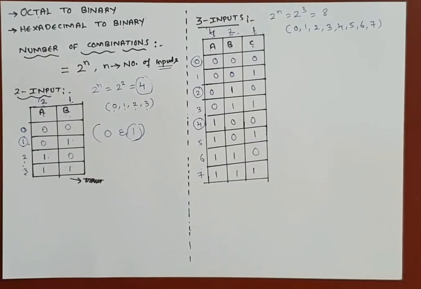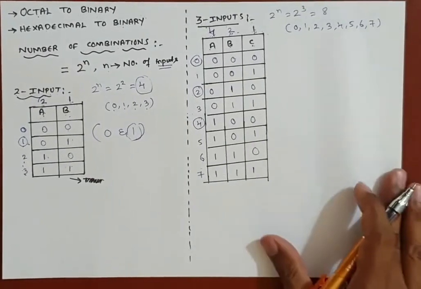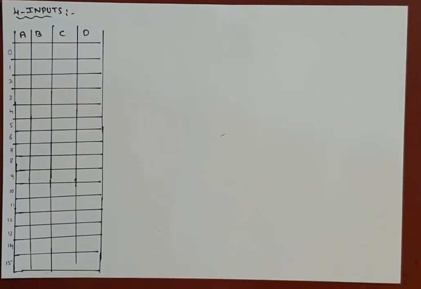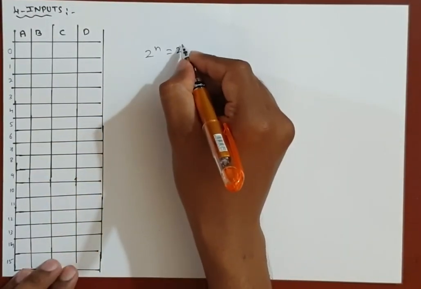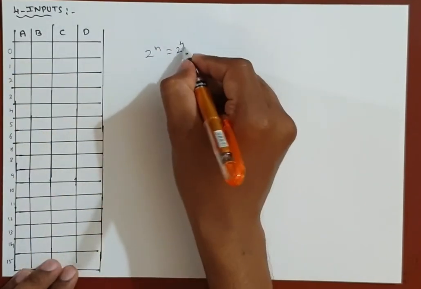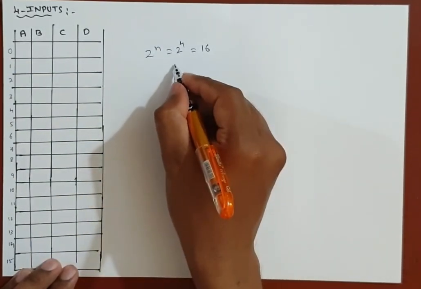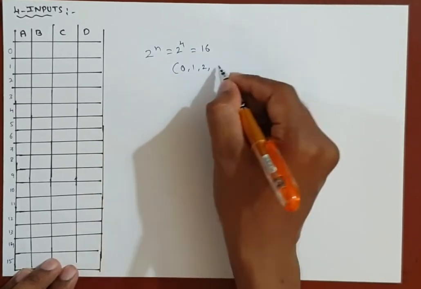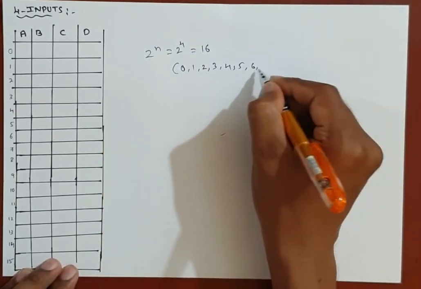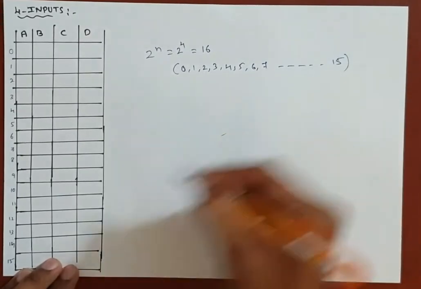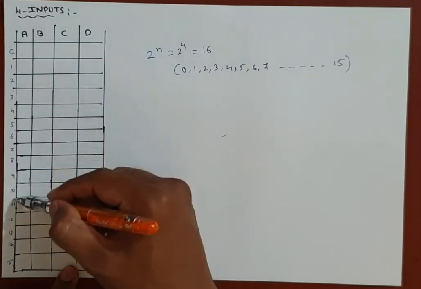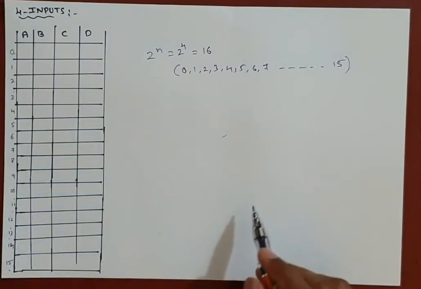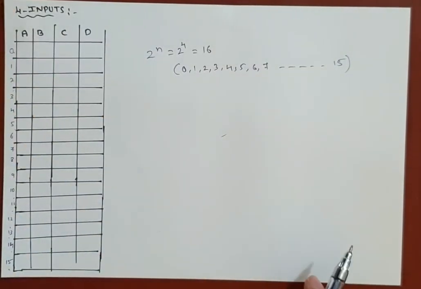Next, if you are having 4 inputs, 2 power n is the formula to find the number of combinations, where n is 4 here. 2 power 4 is 16. It means we start from 0, 1, 2, 3, 4, 5, 6, 7 till 15, which I have entered here. 0 to 15, we are having 16 combinations now.